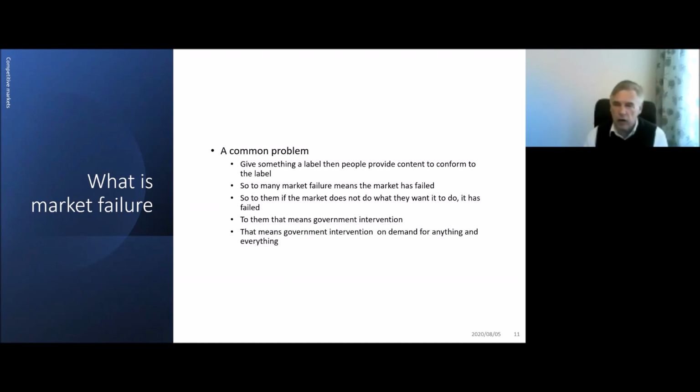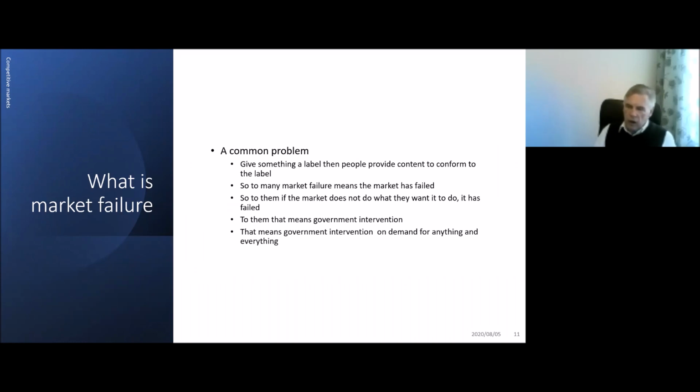I could give you a couple of other examples to show what happens. So one of the things that's happened is market failure has lost its meaning. So market failure is simply an excuse when you think government should intervene, but it's not true. It's got a technical meaning, which we want to have a look at. So it's just a bit strange that this thing happens.